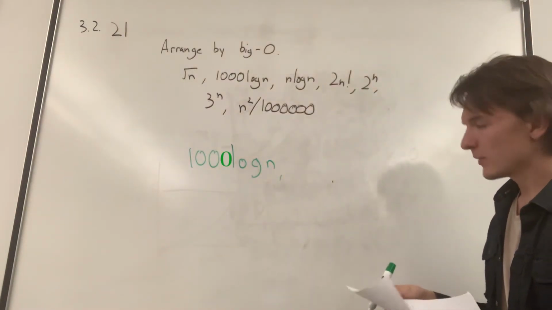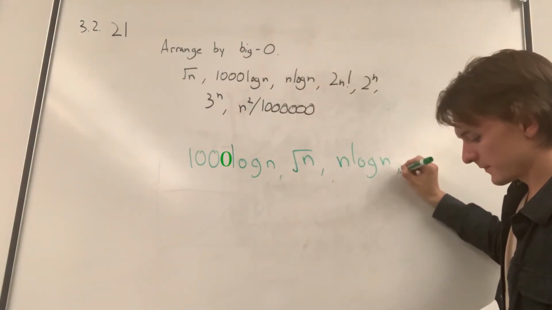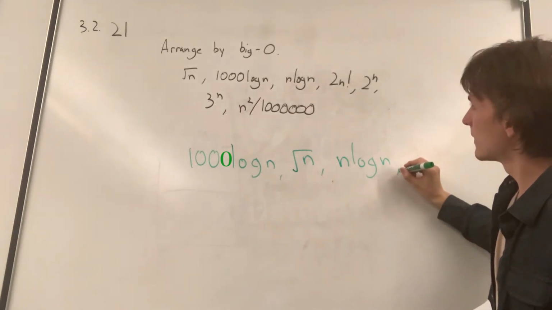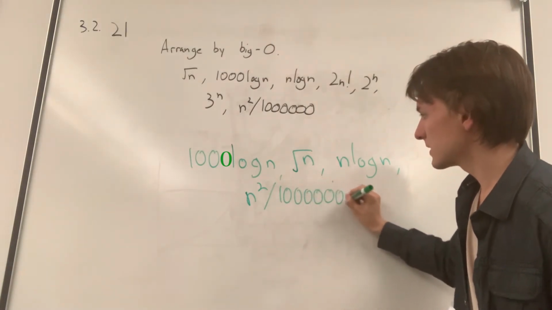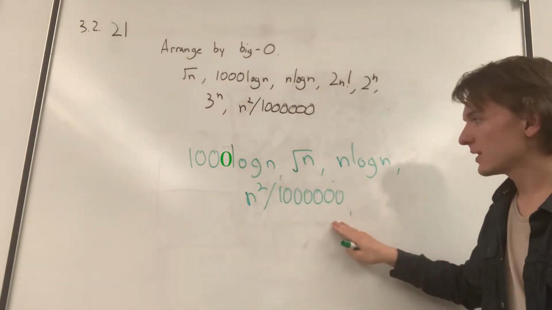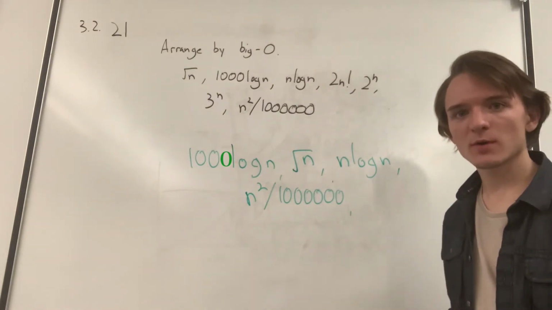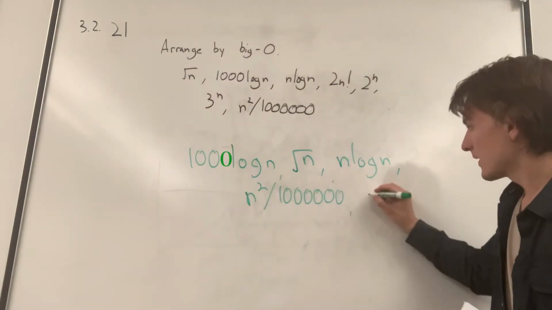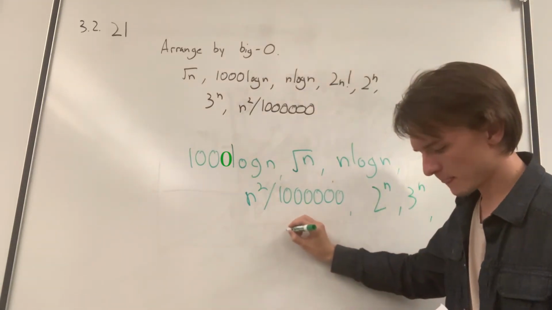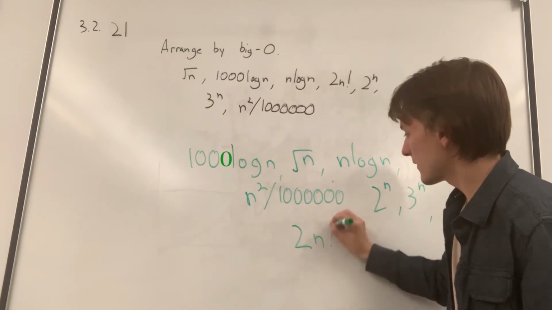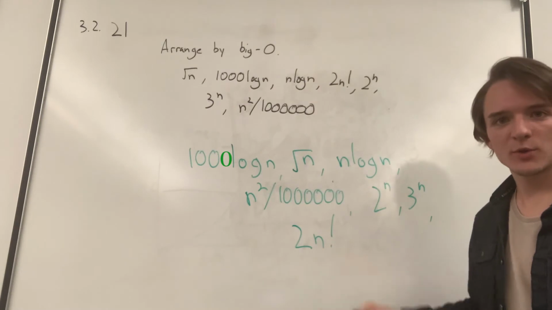From there, we have square root of n times log of n squared divided by 1 million. Again, that constant, that division by a million, does not matter. It's just n squared. And n squared is much more quickly growing than all the previous ones. Then we have 2 to the power of n, 3 to the power of n, and finally, 2 times n factorial. If you wrote a function that was 2 times n factorial, you would probably get fired.